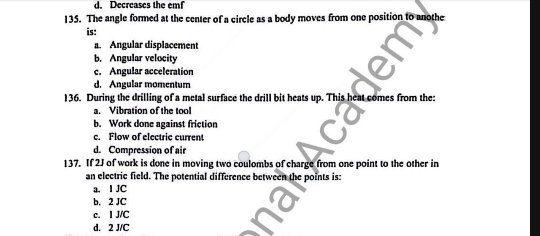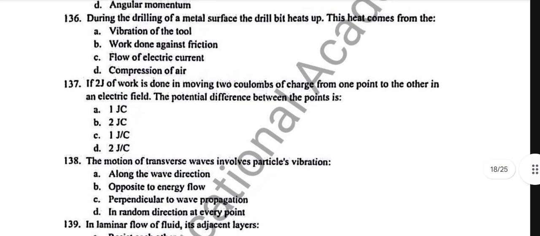Question number 137. If 2 J of work is done in moving 2 coulombs of charge from one point to another in an electric field, the potential difference between the points is, and the correct option is C, 1 J per C. V is equal to W upon Q, equal to 2 J upon 2 C, hence 1 J per C is equal to 1 V.